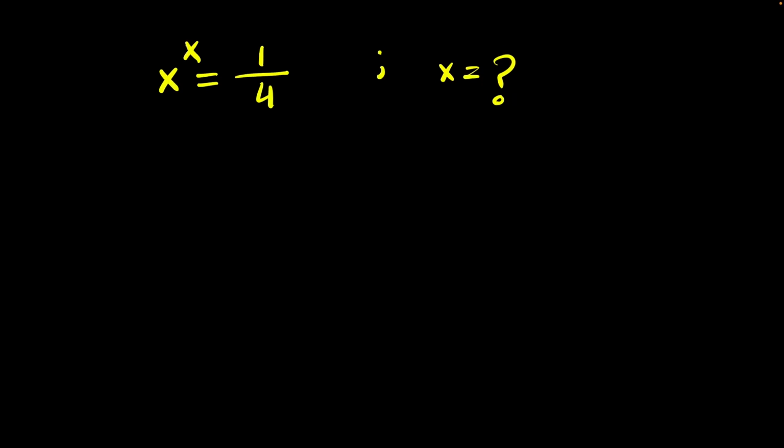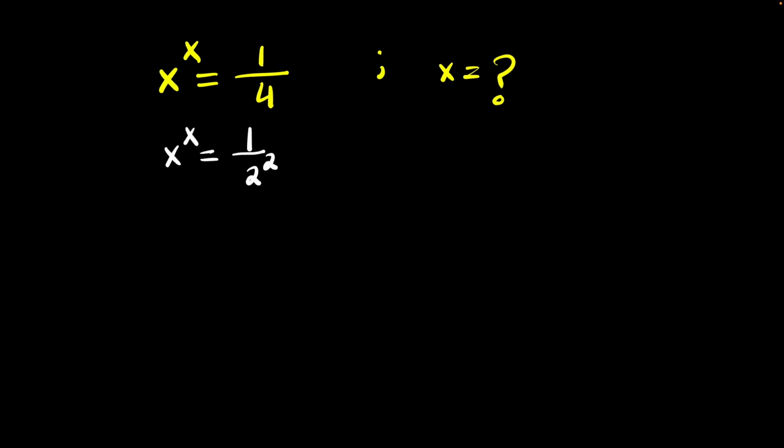Today's question is x to the x equals 1 over 4. What is the value of x? To solve this question, we are going to write x to the x is equal to 1 over. Instead of 4, I'm going to write 2 to the 2.